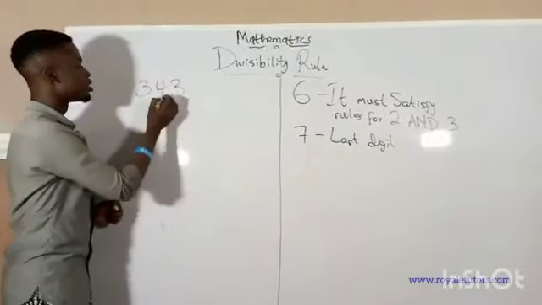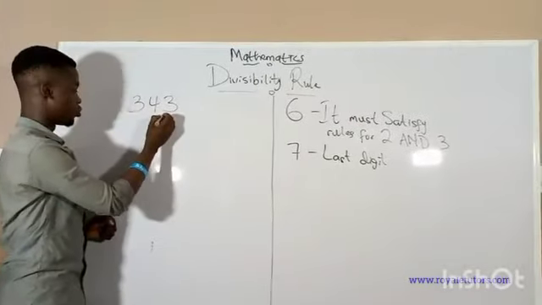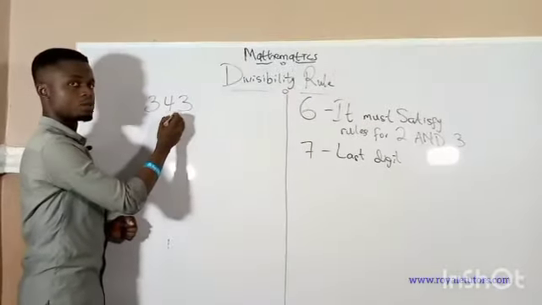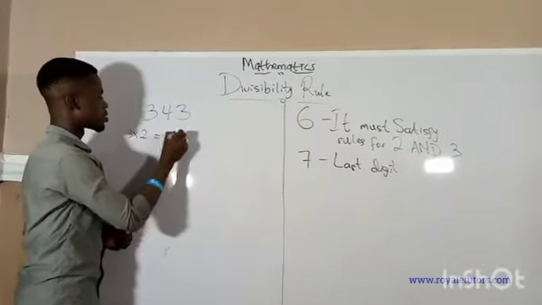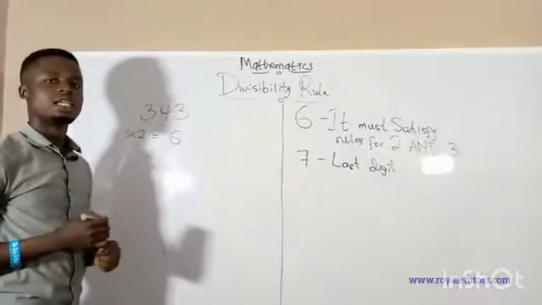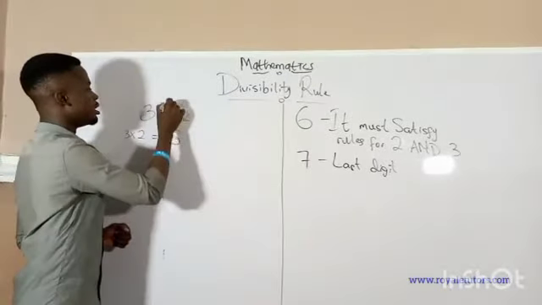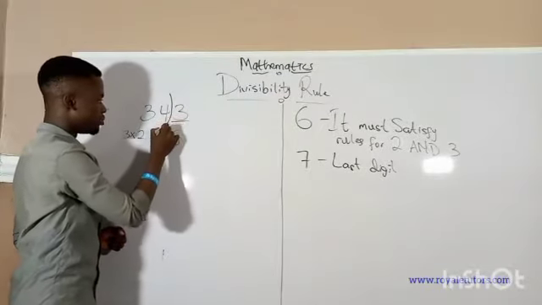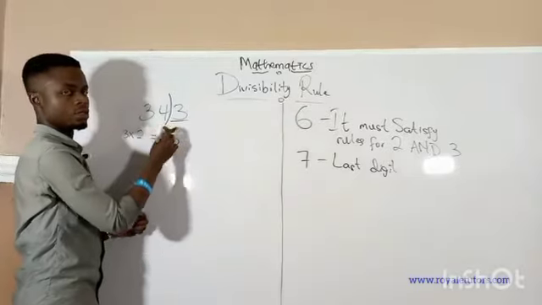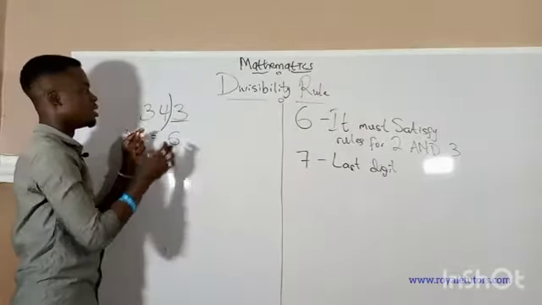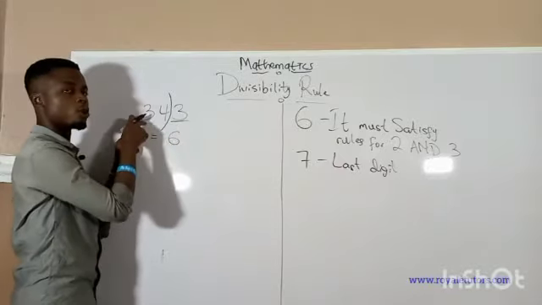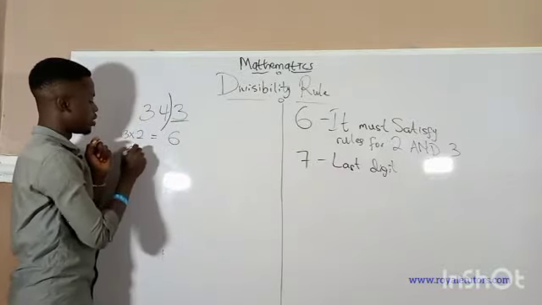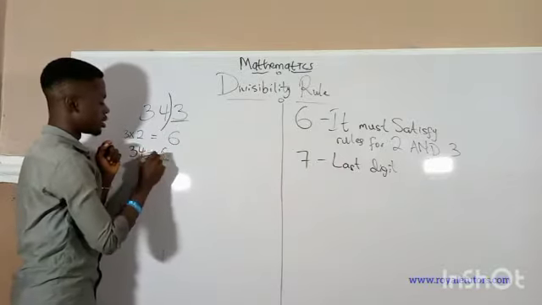What you do is you multiply the last digit by 2. That's 3 multiplied by 2. This gives us 6. After you multiply the last digit by 2, you take the number formed by the remaining digits, and you subtract this multiplication from it. That is, you have 34 left, minus 6.